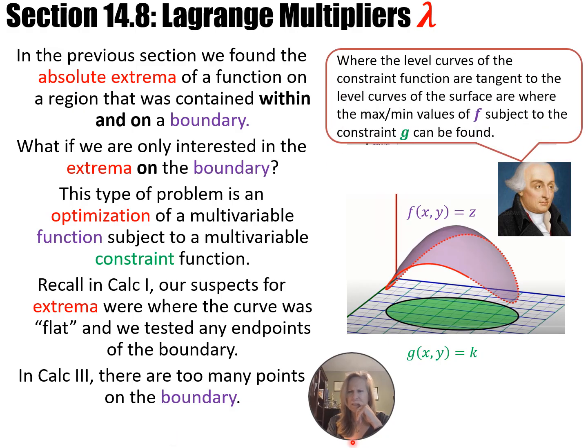What he thought was, if I look at the level curves, so I'm looking down at that purple surface of all the level curves, where the max-min values are going to occur is where the level curves of the surface are tangent to the level curves of the constraint. All looking down in 2D. Well, that's kind of difficult to think about. So imagine that I found a point.